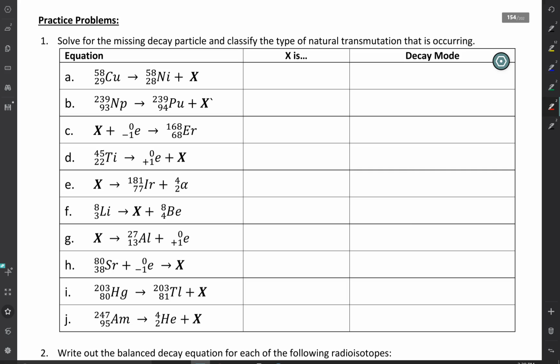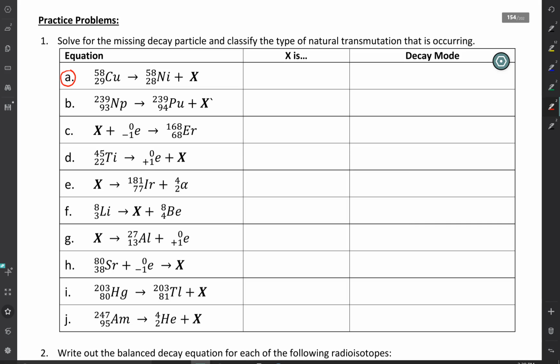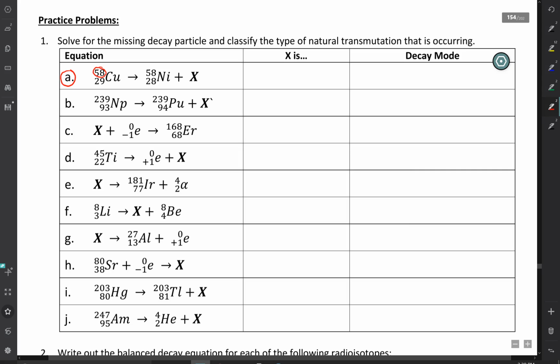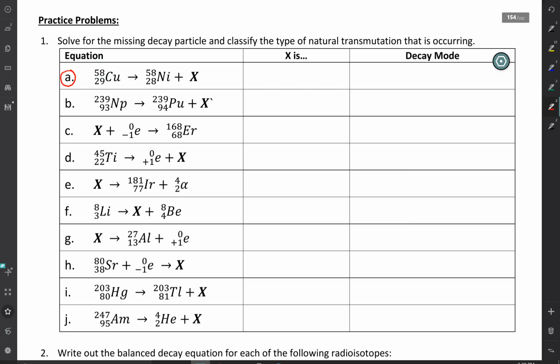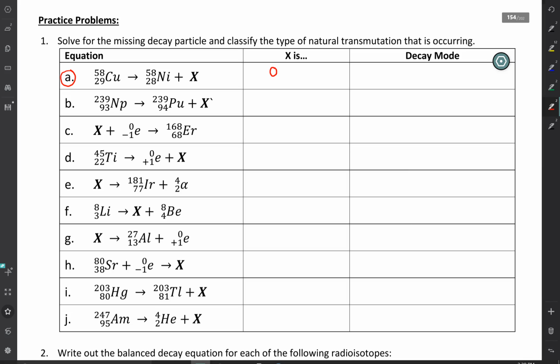All right, so I want to try just a couple of these. Let's look at the first one. I've got copper-58 with atomic number 29 transmutating into nickel-58 with atomic number 28 plus some decay particle. What I like to do is take a look at my top number, the atomic mass, and I always start there. I have 58 on the reactant side. I already have 58 on the product side with nickel, so it's safe to say that the mass of particle X is 0.